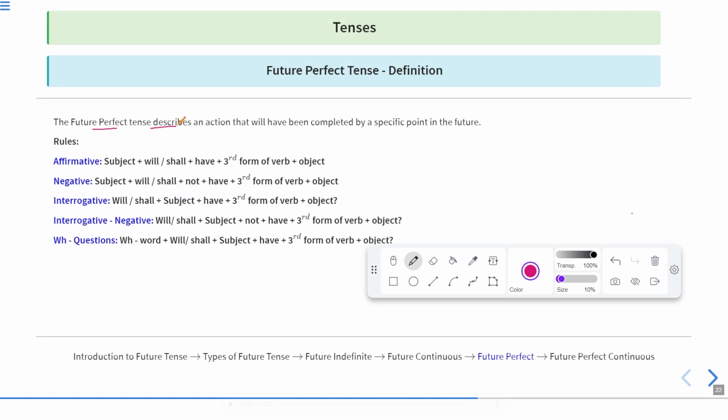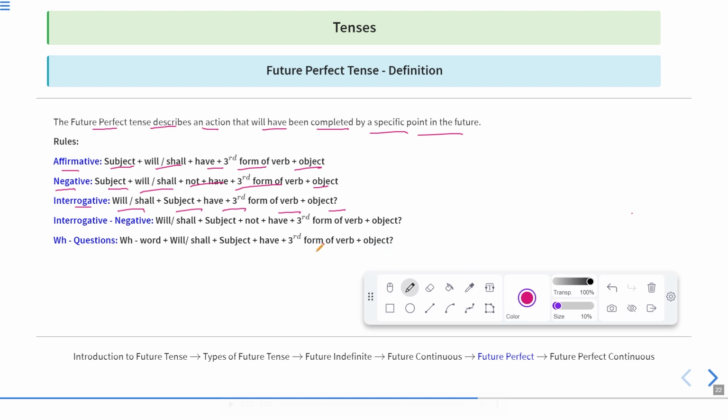The future perfect tense describes an action that will happen or will have been completed by a specific point in the future. Now, affirmative sentences are subject, then will or shall, then have, then the third form of the main verb and object. Negative: subject plus will or shall, then not have, then the third form of the verb and then object. Interrogative: will or shall, then subject, then have, then the third form of the main verb and then the object. Interrogative negative: will or shall, then subject, then not have, then the third form of the verb, then object. WH word: will or shall, subject, have, and the third form of the verb, and then object. So these are the rules of future perfect tense.